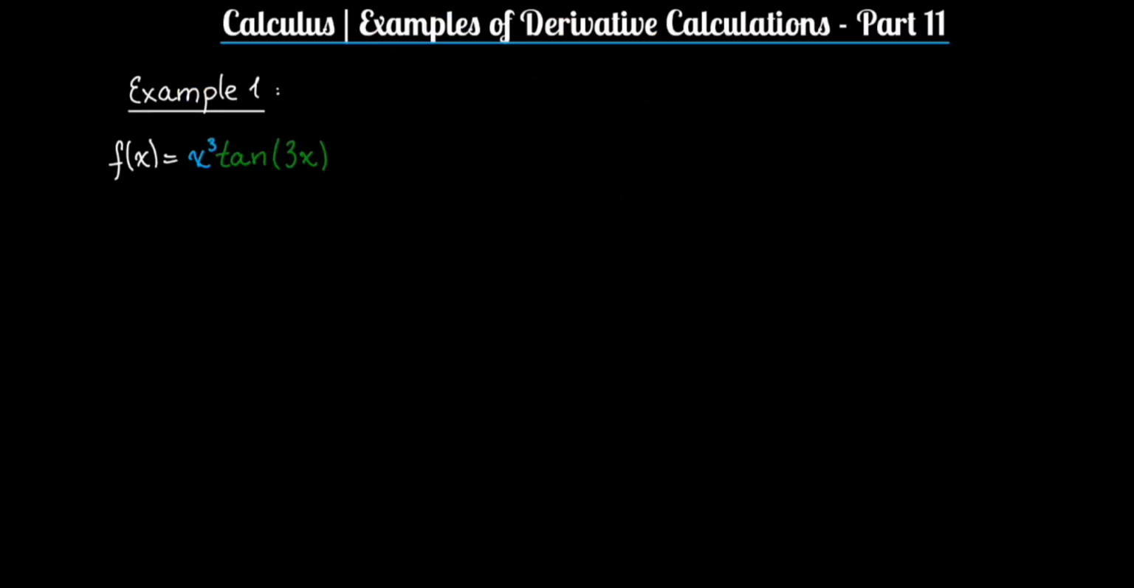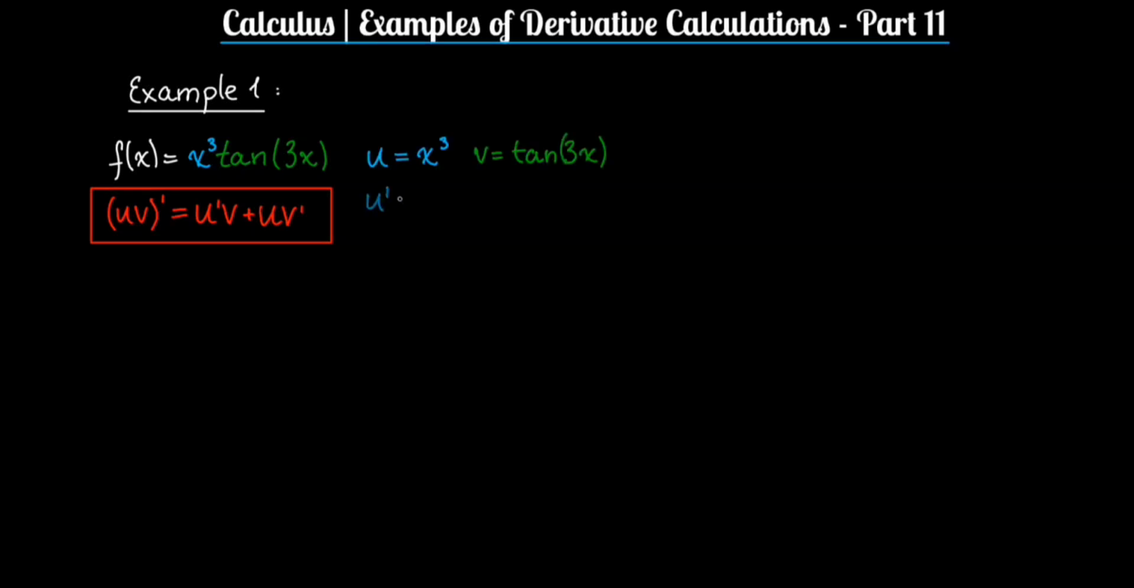Here is a function given by f of x equals x cubed times tan 3x. You can immediately see here we will have to employ the product rule since we have the multiplication of two different functions. As a reminder, I put the formula right here. Now this tells us that we need the derivative of x cubed and the derivative of tan 3x.